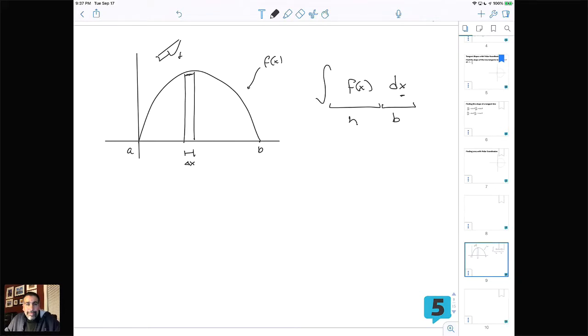I want to give my students the idea that there's consistency. The differential tells us what the bounds are going to be.